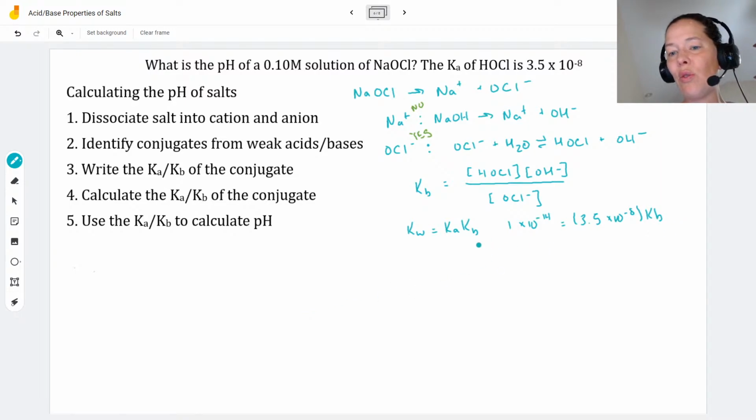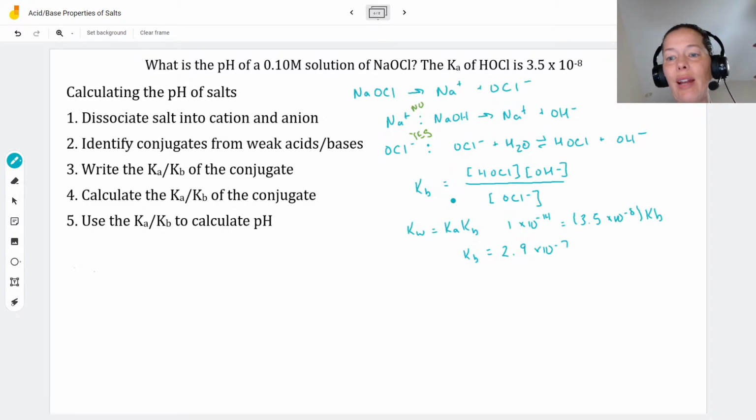So again, I just do the algebra. I solve for Kb, and that is 2.9 times 10 to the negative 7th. Okay, so now I have a value for this Kb. So now I'm really just doing an equilibrium problem. I'm doing a weak base equilibrium problem.